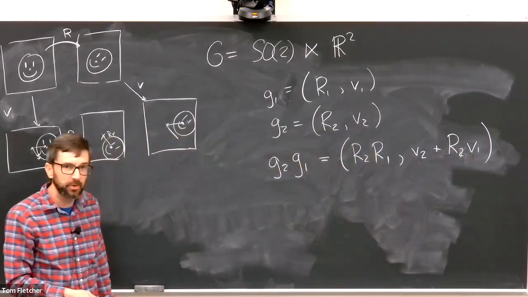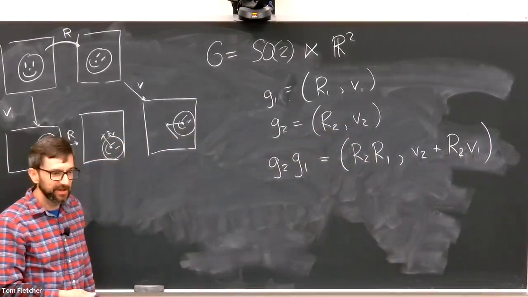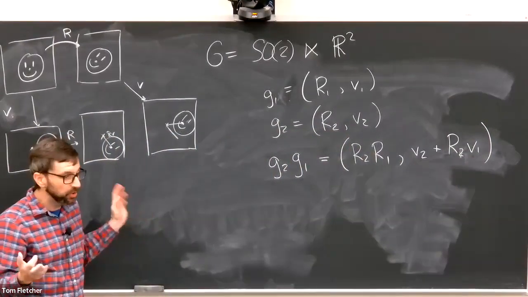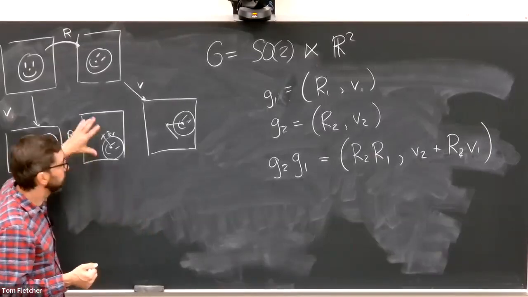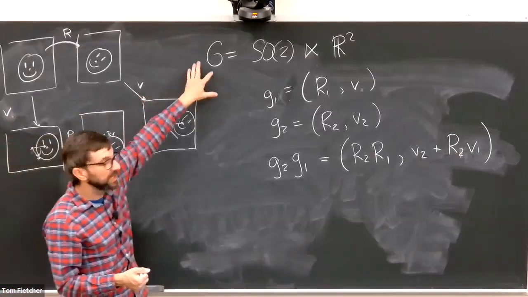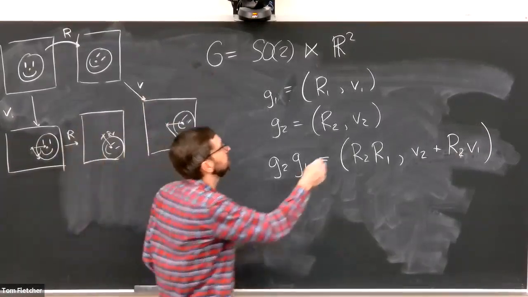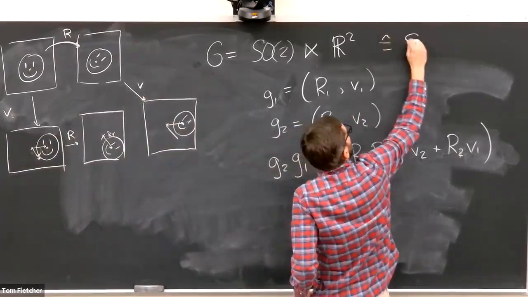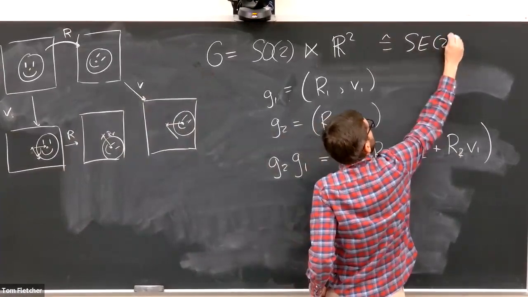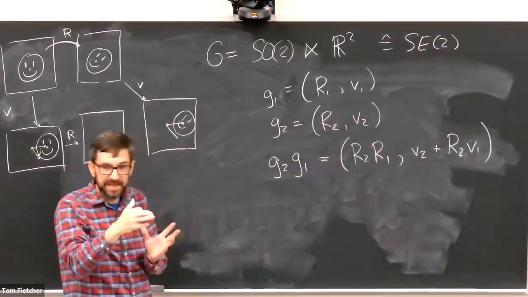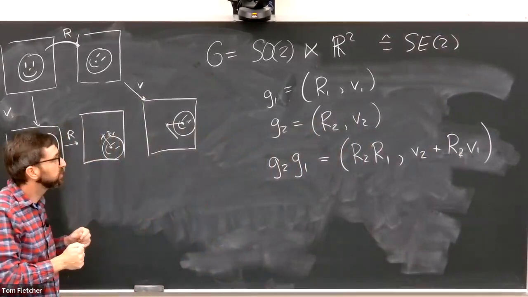Okay, so that's what's going on with the non-commutativity of what are called rigid body transformations, the special Euclidean group. This is called the special Euclidean group in 2D. It's special Euclidean because it keeps the Euclidean geometry the same.